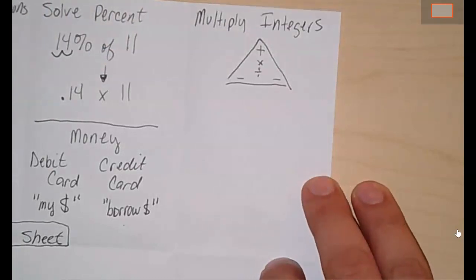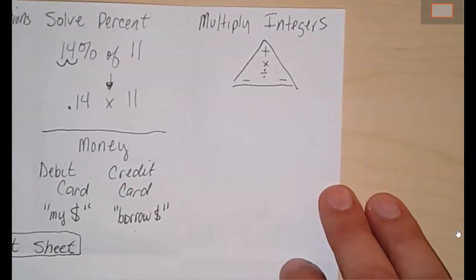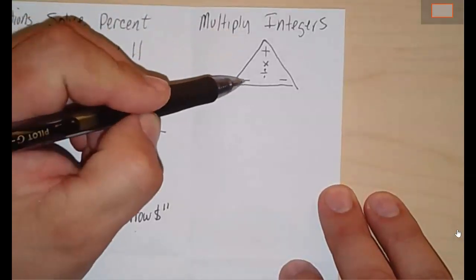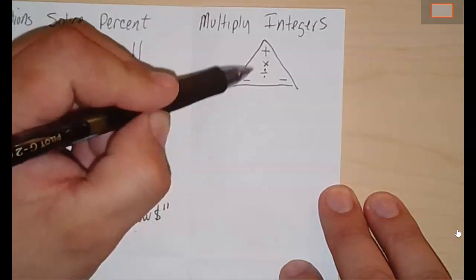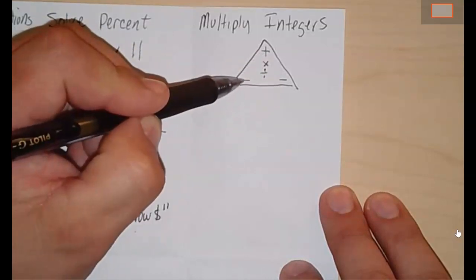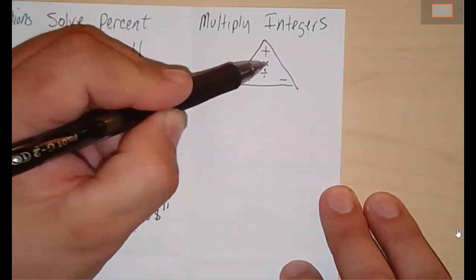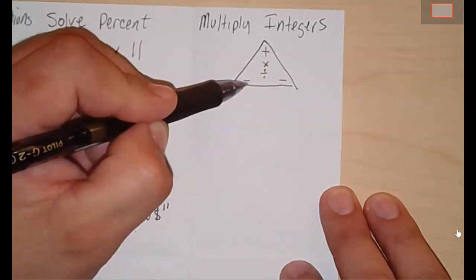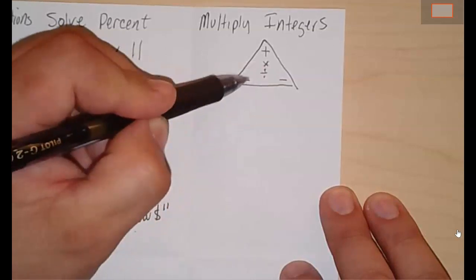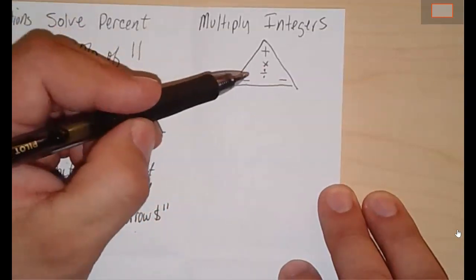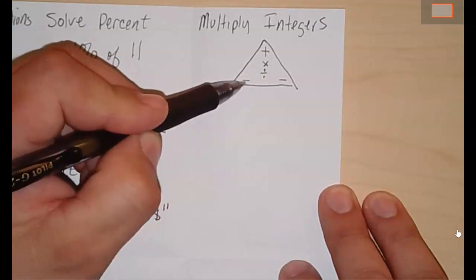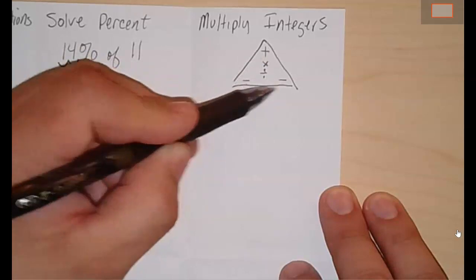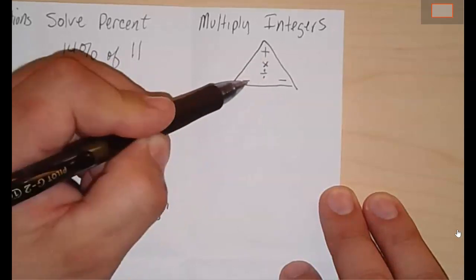So we basically go in a circle like that, and we can check everything, all multiplication, right? Negative times a positive is negative. Positive times a negative is negative. And negative times a negative is positive. So we can do the same thing with division. Negative divided by a positive is negative. Positive divided by a negative is negative. And negative divided by a negative is positive.